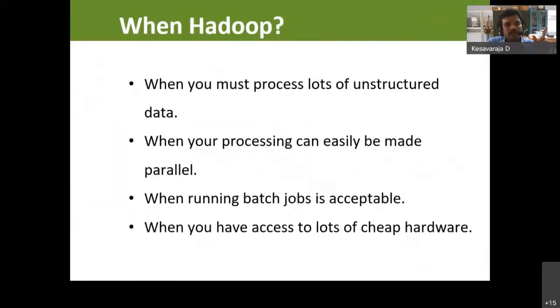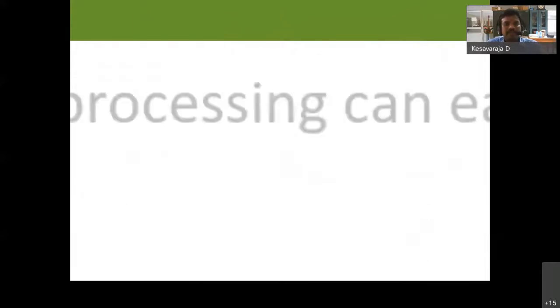If your data has lots of unstructured data, then you can go for Hadoop. It can perform tasks in a parallel manner. Batch jobs are also acceptable. It uses commodity hardware, so the cost is less.